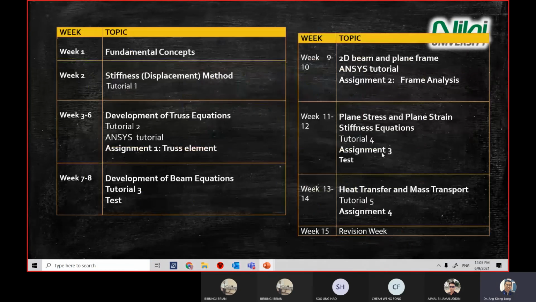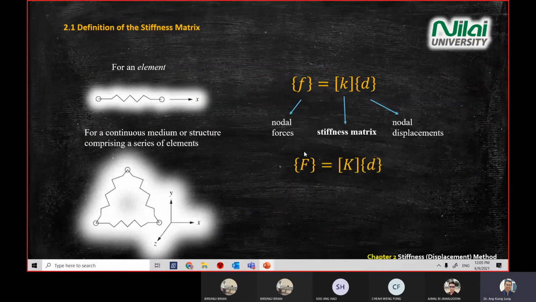Okay, so previously what we covered, just to recap, the first equation that you learned last week is F equal to KD. The shape of the bracket that you use must be carefully used. For the force and displacement, you use curly brackets. For the stiffness matrix, you use a square bracket. So this is the first thing that we learned last week.